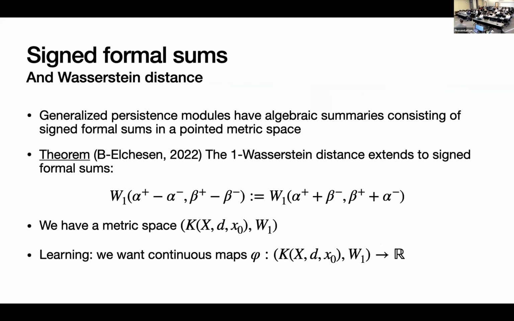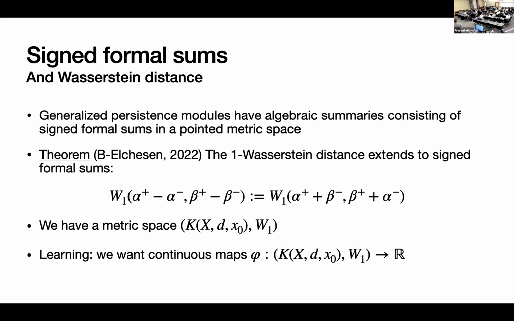All right, so to summarize, generalized persistence modules have algebraic summaries consisting of signed formal sums, and using this simple definition, Alex and I showed that we can extend the one Wasserstein distance to signed formal sums. So we just take the negative elements and we move them across to the other side, and then this definition reduces to the usual one Wasserstein distance. Okay, so that gives us a metric space on signed formal sums.